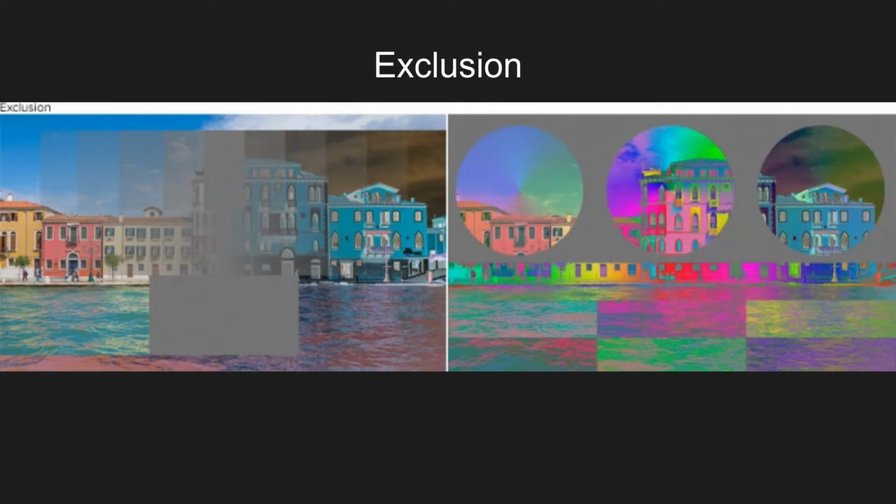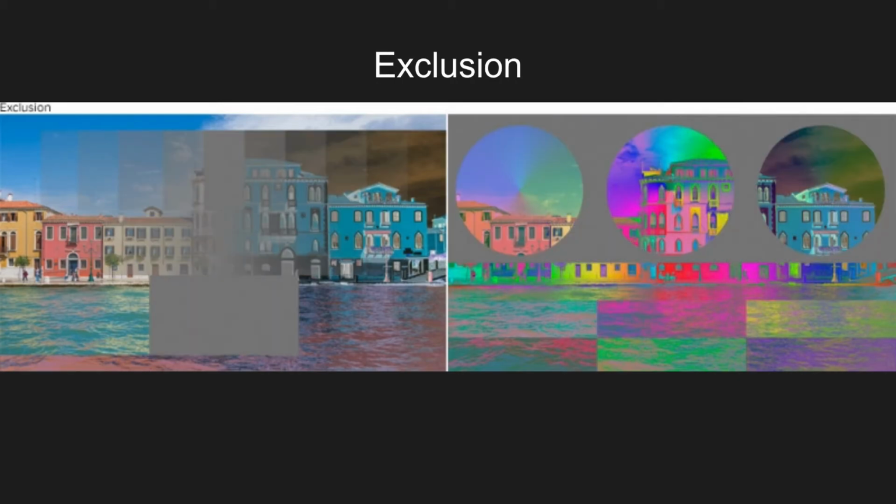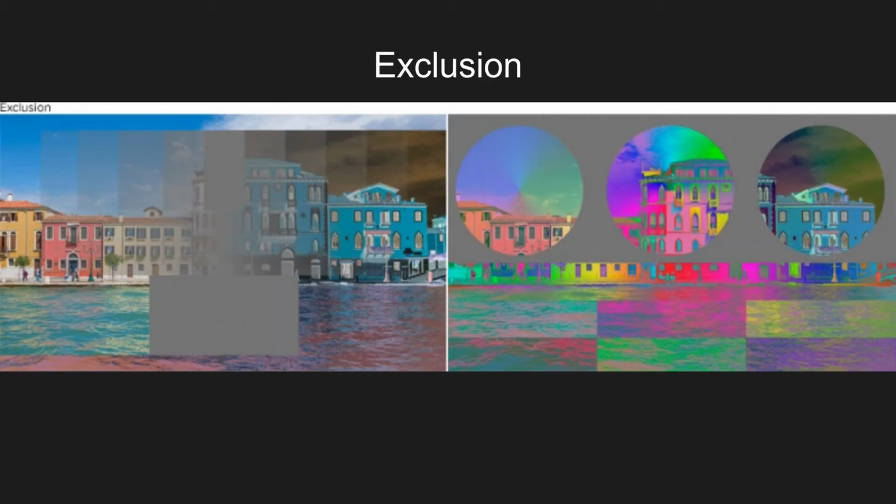Next is exclusion. Exclusion is similar to difference in some ways. Blending with white inverts the base color values, while blending with black produces no change. All right, so again, you can see how the black section has no change, the white section is being inverted, and the variety here is in how that middle gray is affecting the image.